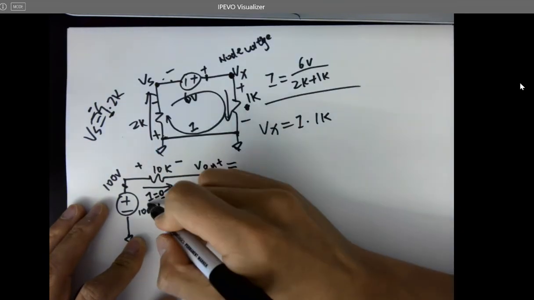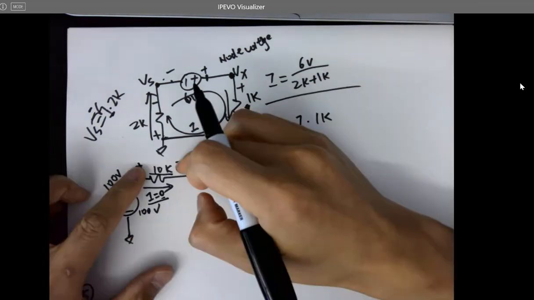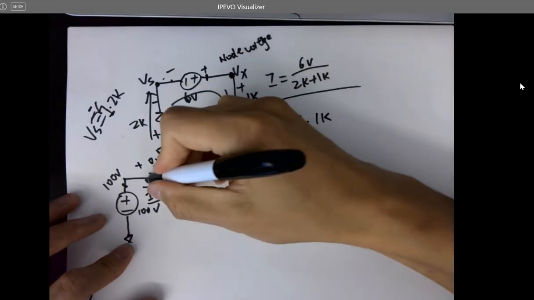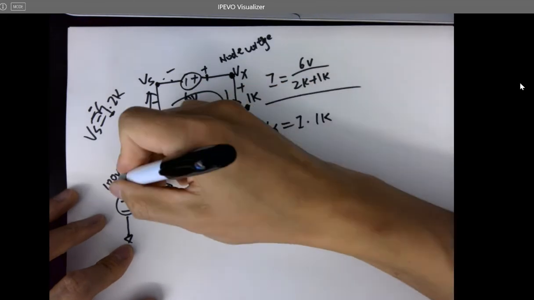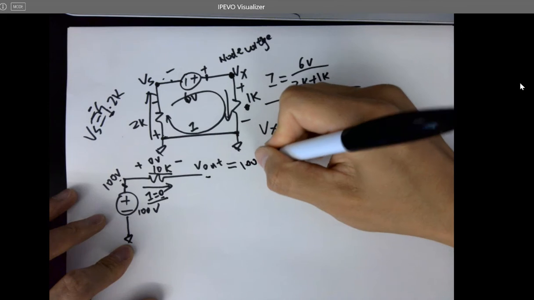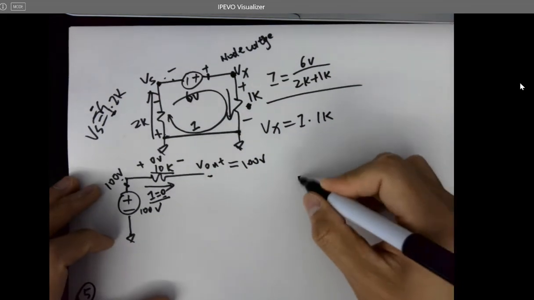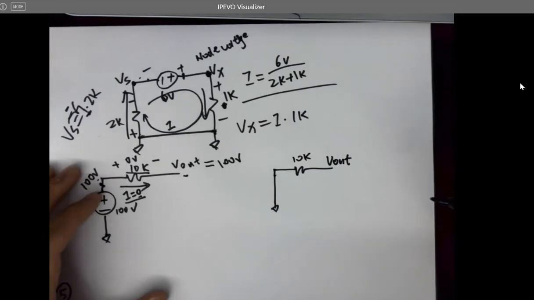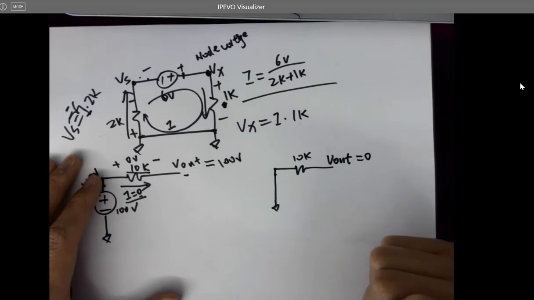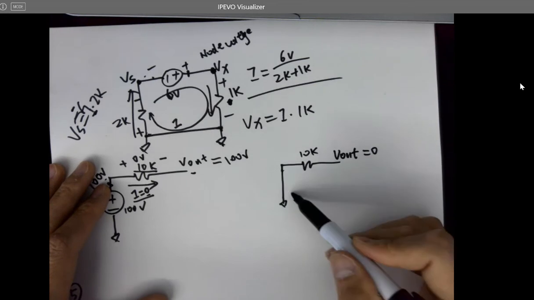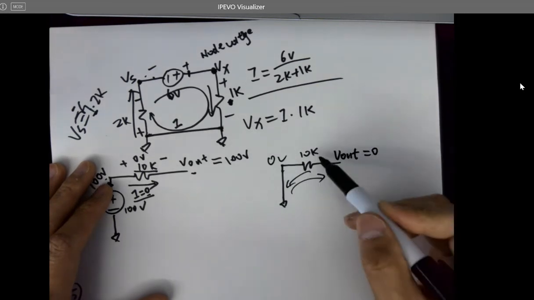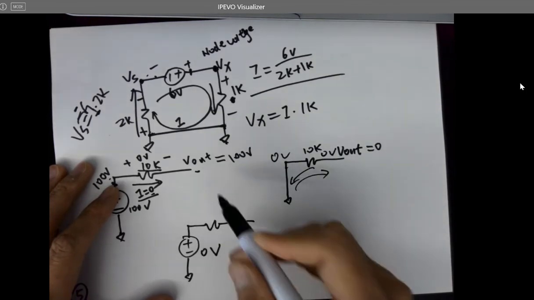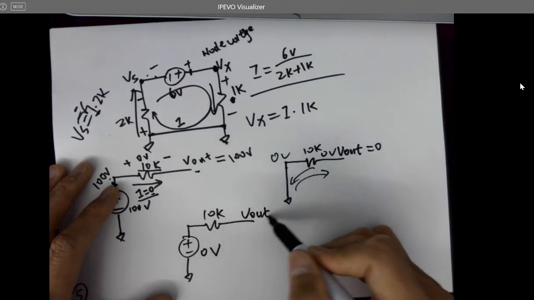I times R. What is the voltage drop? Zero. Zero what? Volts. So no voltage drop because no current. So 100 volts here, 100 here. Interesting. What's VL? Zero, why? No voltage drop. No current. Nothing. 0 volts. What's VL? Zero.